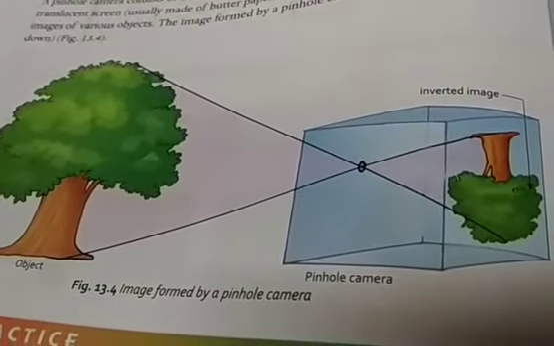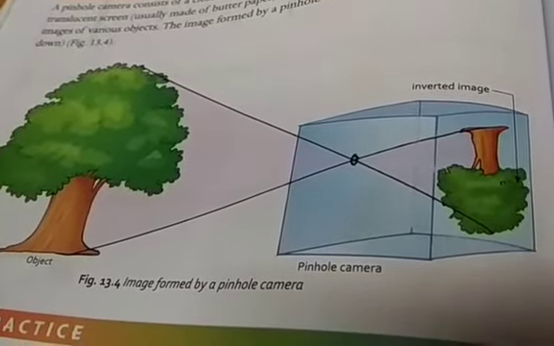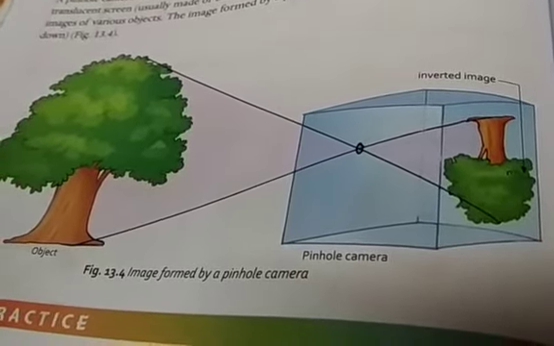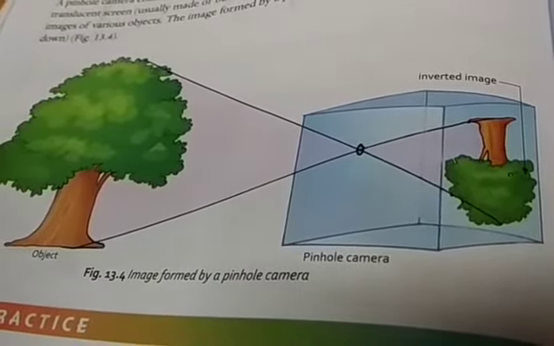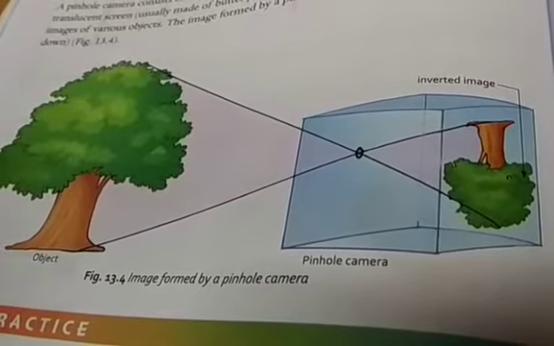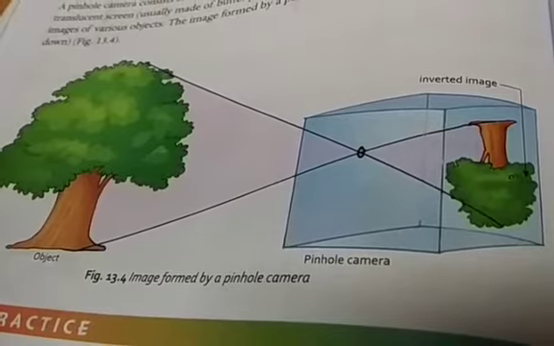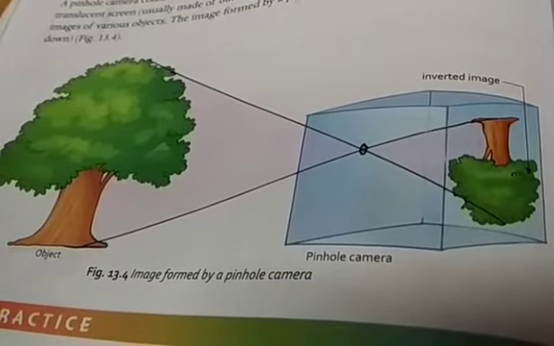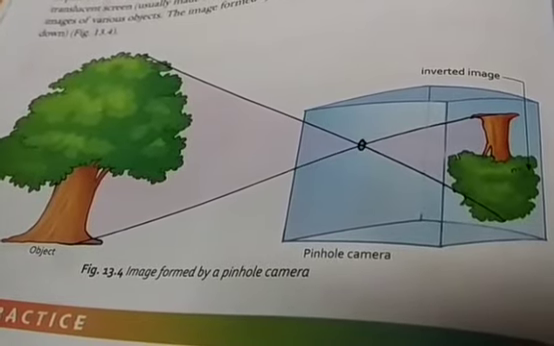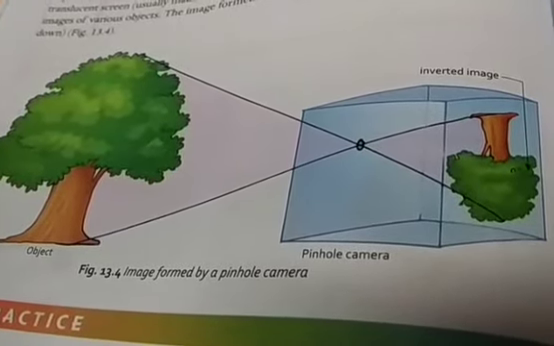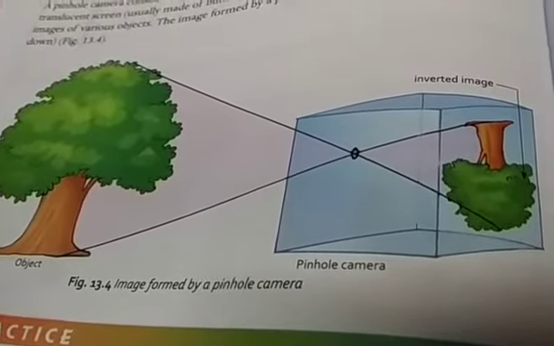From the reflection, we have one more important thing, that is the pinhole camera. Cameras you have seen. Now here the pinhole camera consists of a closed box with a small pinhole in front and a translucent screen. Translucent means which allows the light to pass only partially, not completely. Usually we will use butter paper at the back. It can be used to view the images of various objects.